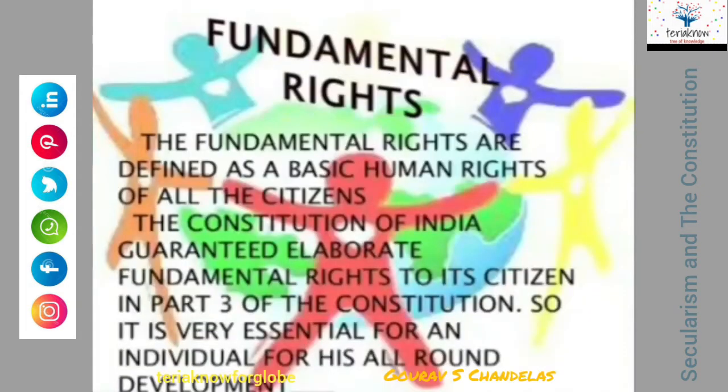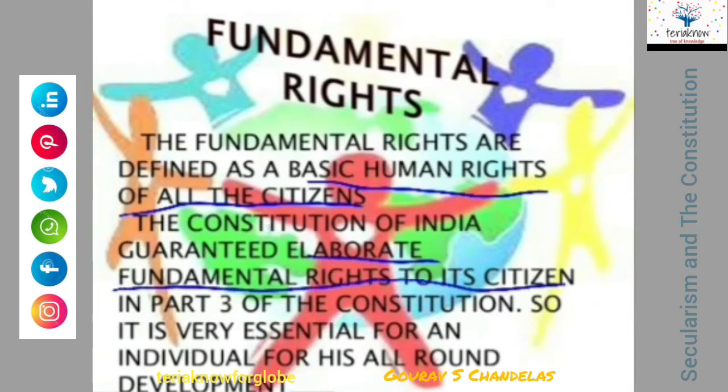Now, let's come to the definition. The fundamental rights are defined as the basic human rights of all the citizens. Okay, so it is basic human rights of all the citizens. It is not for an individual. It is for all citizens of the country. The Constitution of India guaranteed elaborate fundamental rights to its citizens in Part 3 of the Constitution. Means fundamental rights are in the third part of the Indian Constitution.